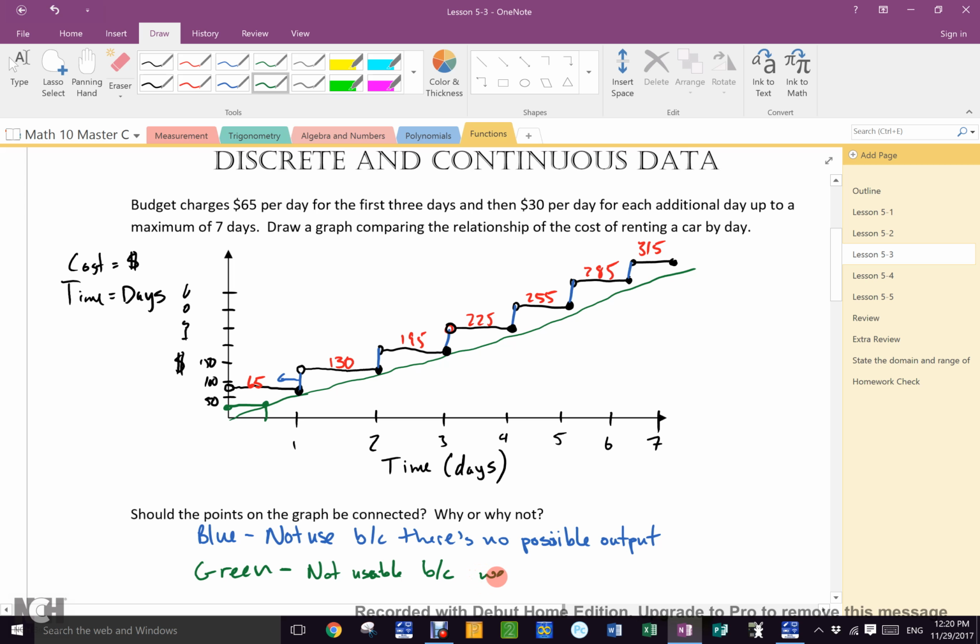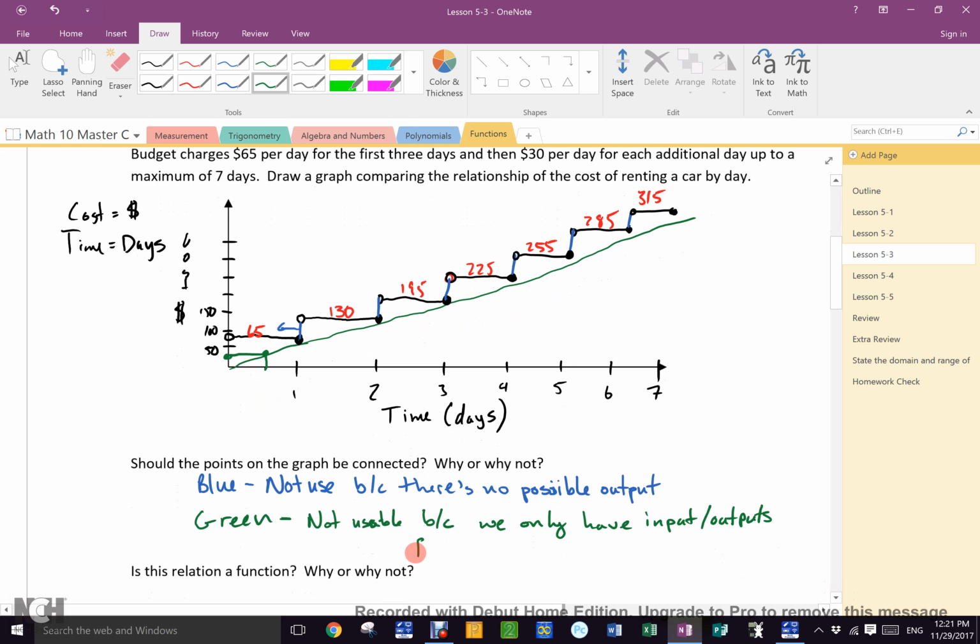Because we only have inputs and outputs for total, or for, not total, sorry, whole days. Everybody understand? Now, next question. Is this a function?